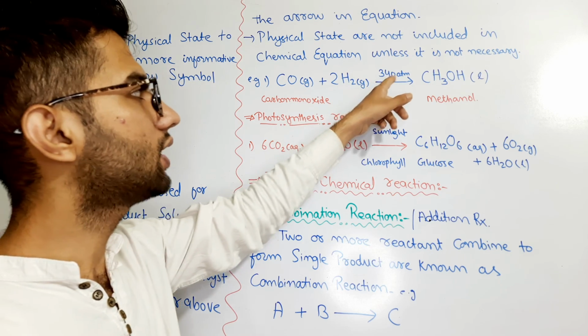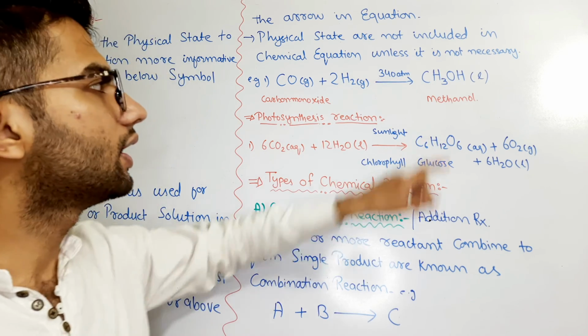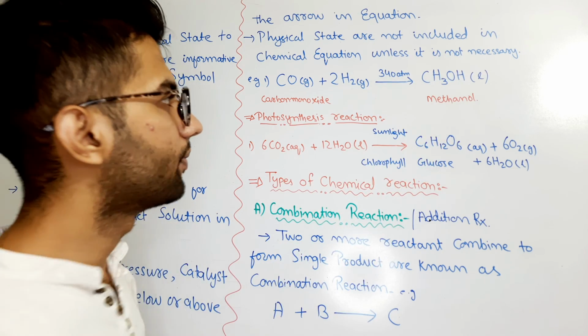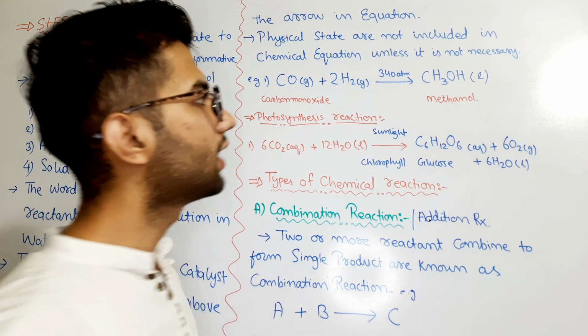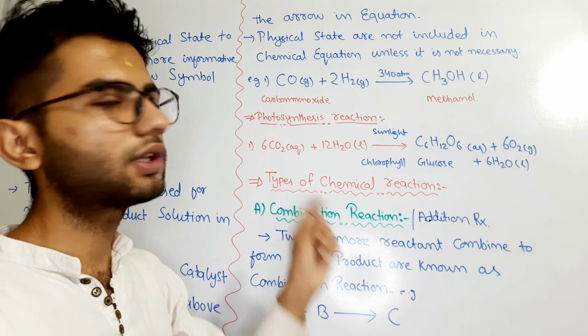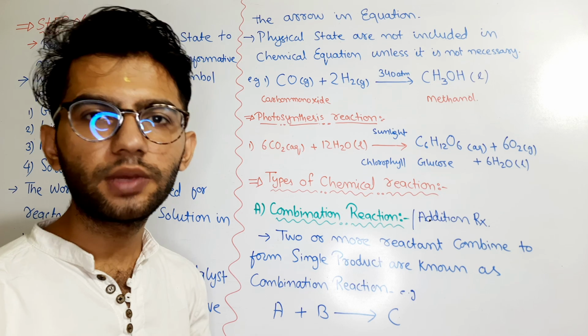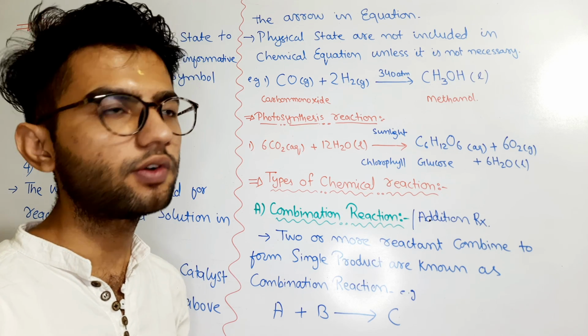At 340 atmospheric pressure, what will it give? It will give CH3OH, or simply we say methanol. And the representation after the methanol is in brackets, a small (l), that represents the methanol is present in the liquid form.